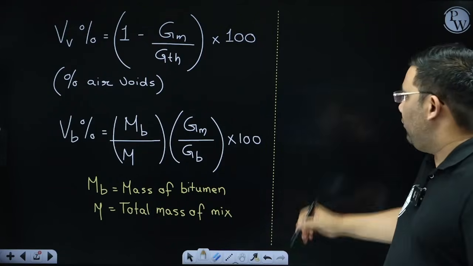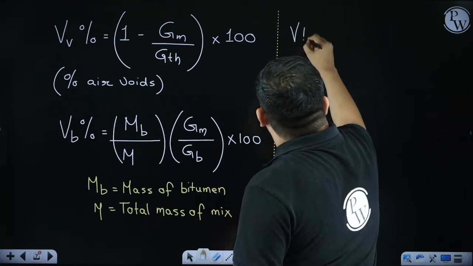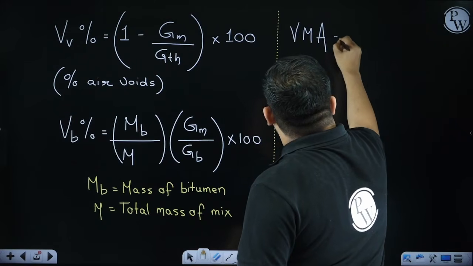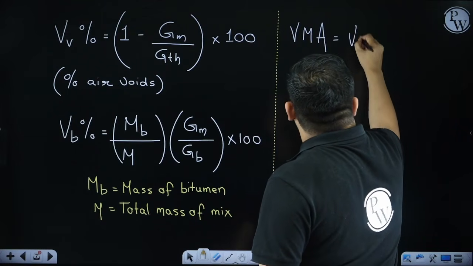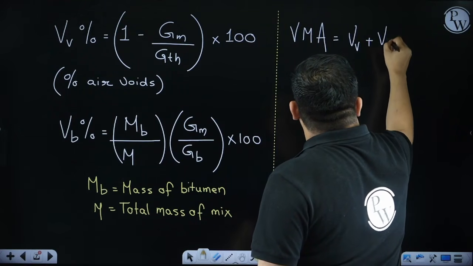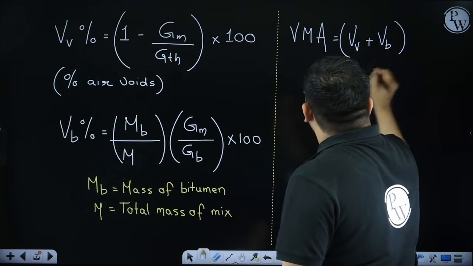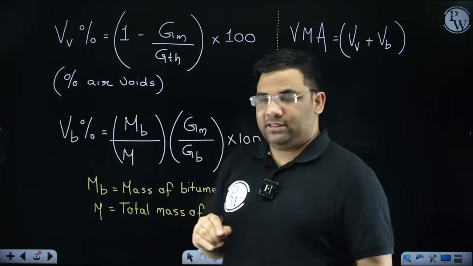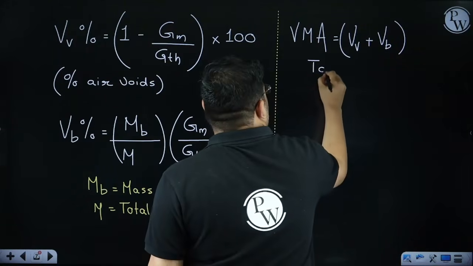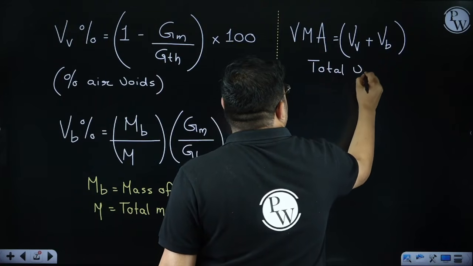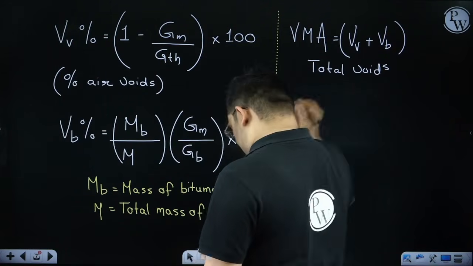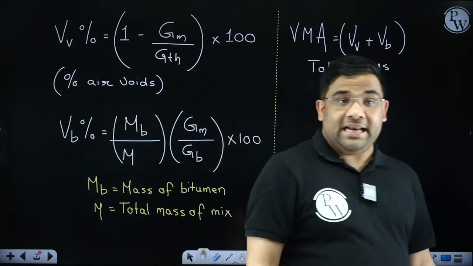And now, as I told, what is VMA? The total voids in mineral aggregates. That is simply the air voids plus the bitumen. That will give me the total voids. This is VMA, total voids, or I can say voids in mineral aggregate.